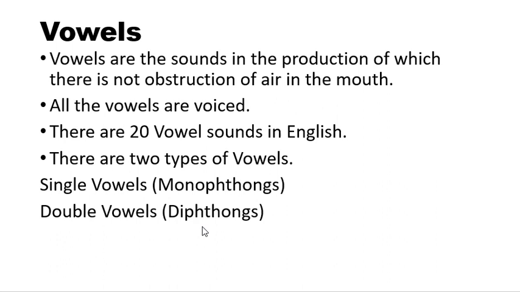So these are vowels, and the basic difference between the consonants and the vowels is the obstruction of air. In the production of consonants, there is either partial or complete obstruction of air, but in the production of vowel sounds, there is no obstruction of air. The air releases freely from the mouth.